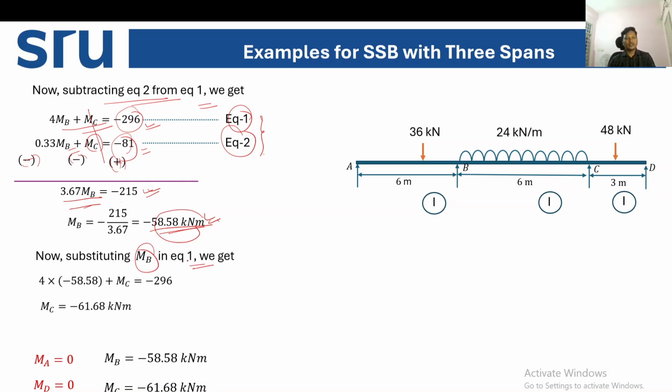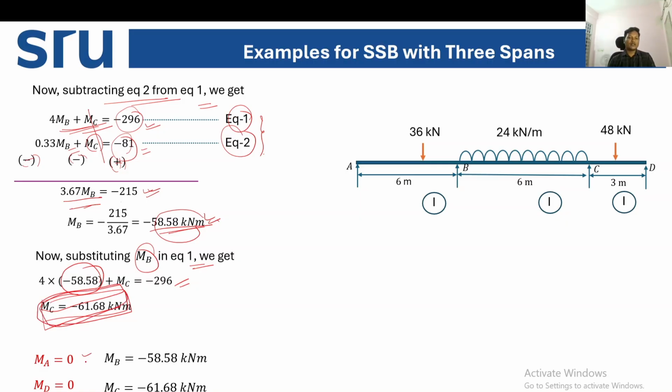If you substitute the value of MB in equation 1, what is equation 1? 4 MB, so 4 into minus 58.58 plus MC is equal to minus 296. So MC we are getting minus 61.68. So MC is minus 61.68.